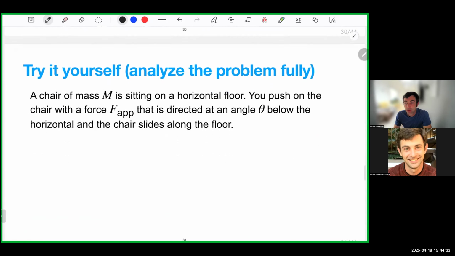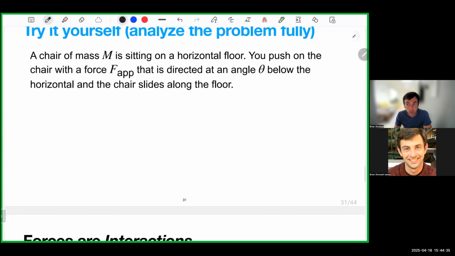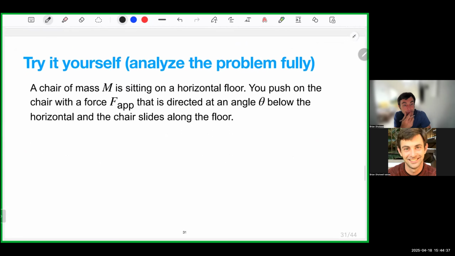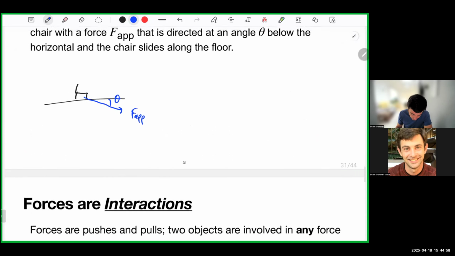Okay, I think there's one more Newton's second law problem, and then we have a couple Newton's third law problems to do. A chair is sitting on a horizontal floor. Try and draw this. I forgot how to draw a chair. Looks like that. Okay. You push on a chair with the force F applied that is directed at an angle theta below the horizontal. This will look something like that. F applied. And the chair slides along the floor.